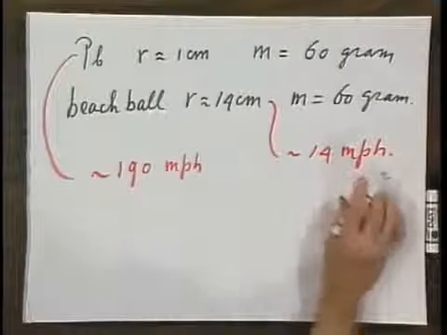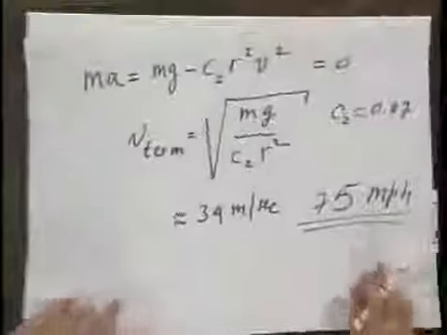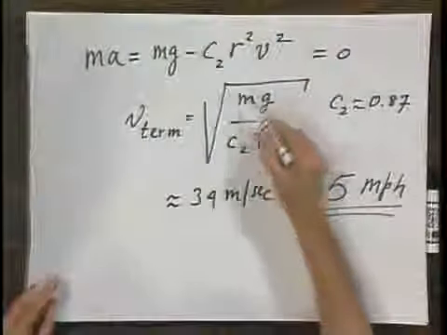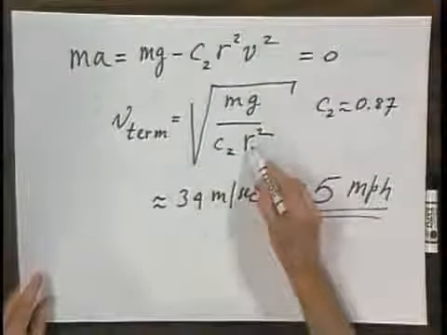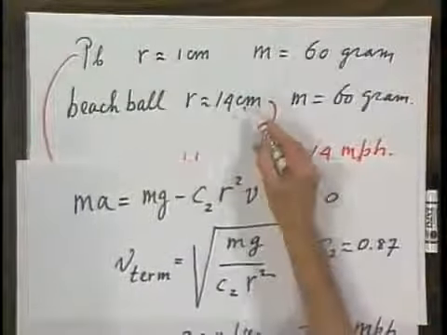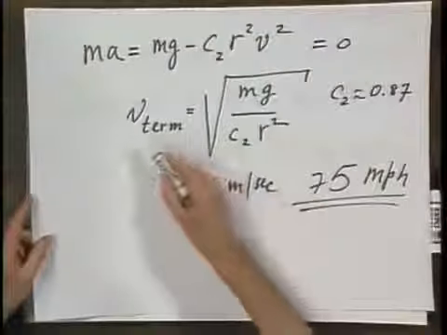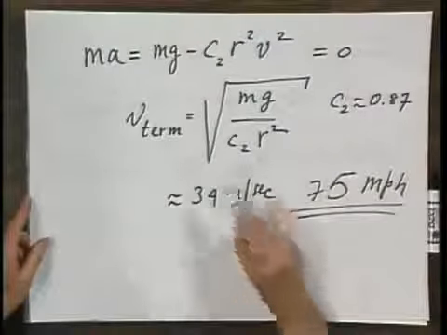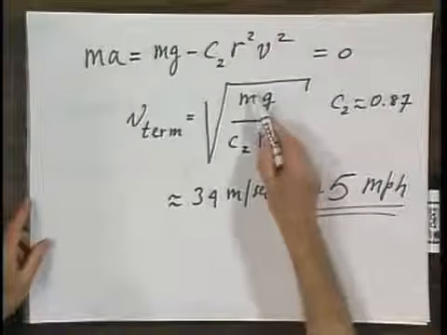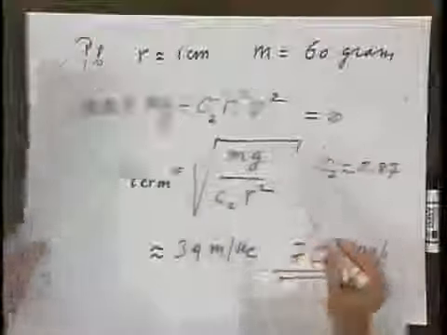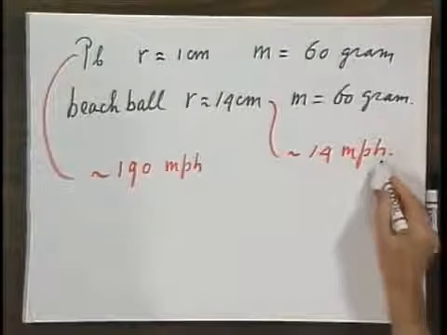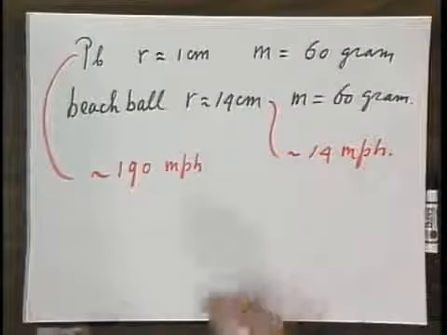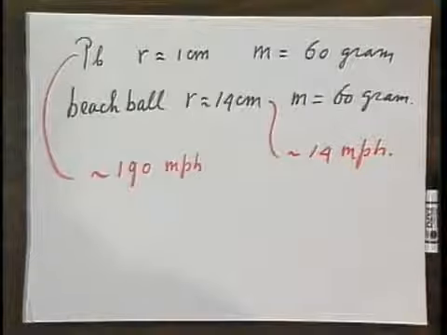And the reason being that the objects, the lead sphere and the beach ball, have the same mass, but the radius of the beach ball is 14 times larger. And so the terminal velocity is 14 times smaller. Because it goes as the square root of 1 over r squared, so it goes as 1 over r. So it must be 14 times smaller than this value, and that's about 14 miles per hour.